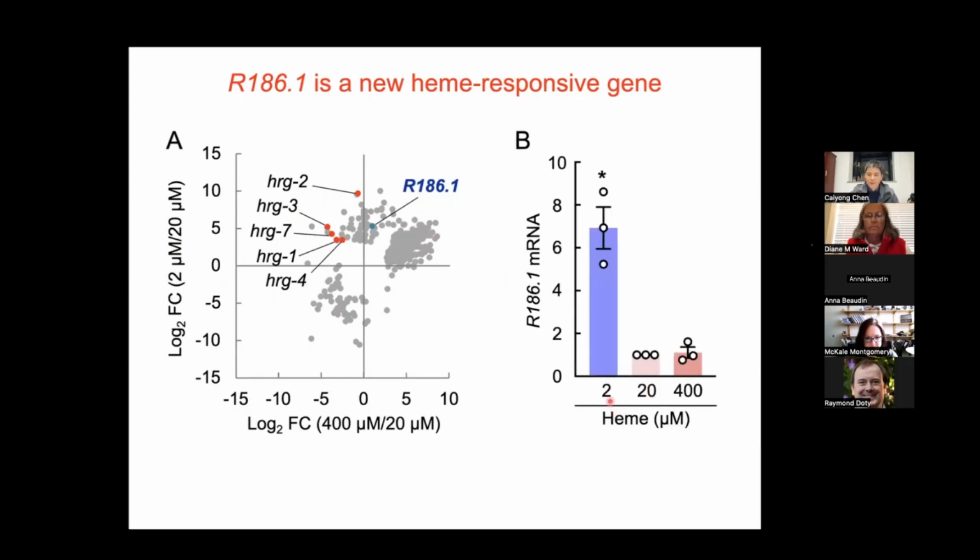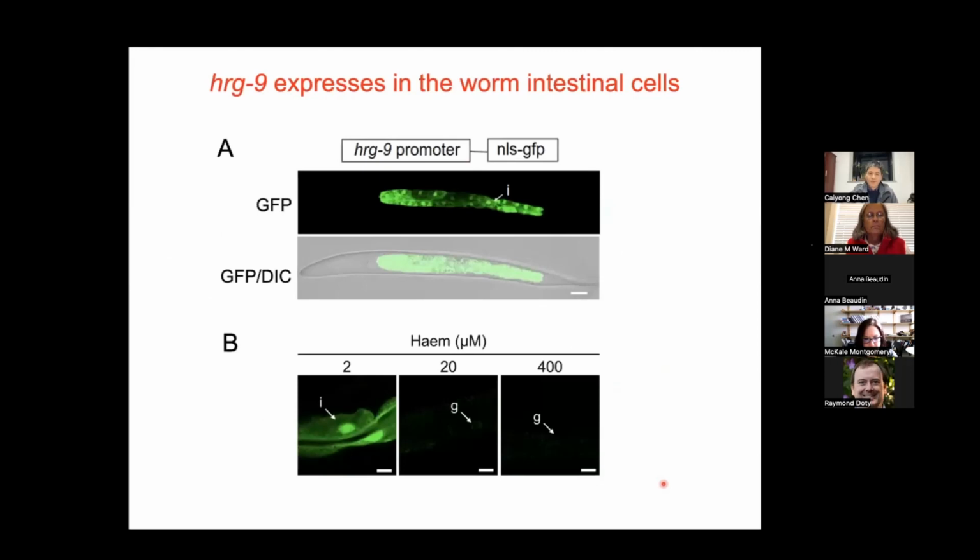So as you can see, 2 micromolar heme upregulated R186.1 gene expression significantly. So we named this gene heme-responsive gene 9, or HRG9. To further confirm this heme-regulated expression, we generated a transgenic worm expressing NLS-GFP under the control of the promoter of HRG9. As you can see in these images, HRG9 is exclusively expressed in the worm intestine, and this expression can only be observed when the worms are grown at a low concentration of heme.